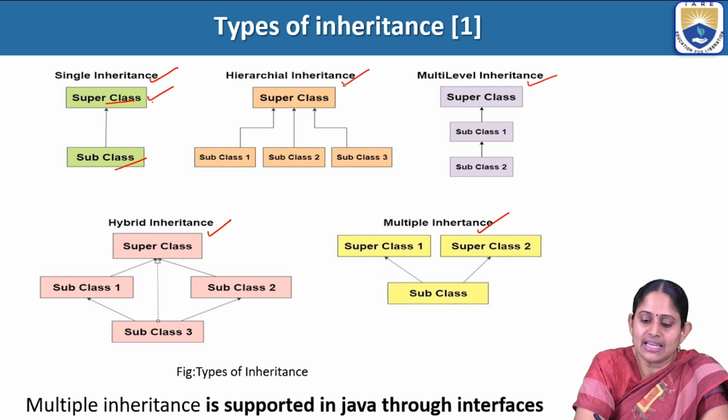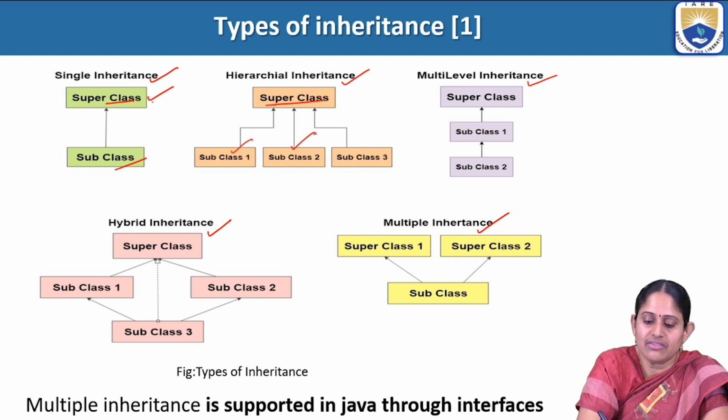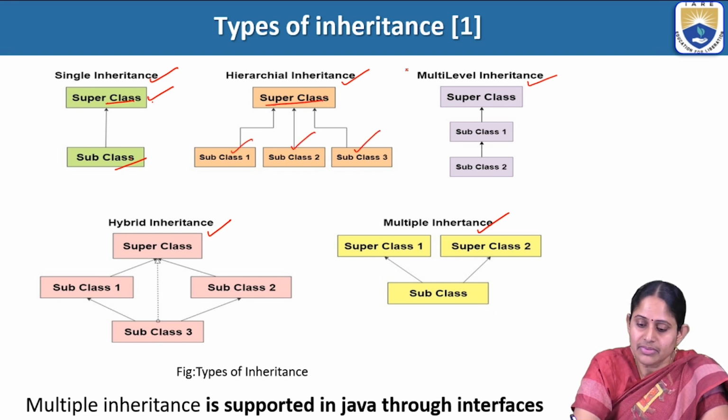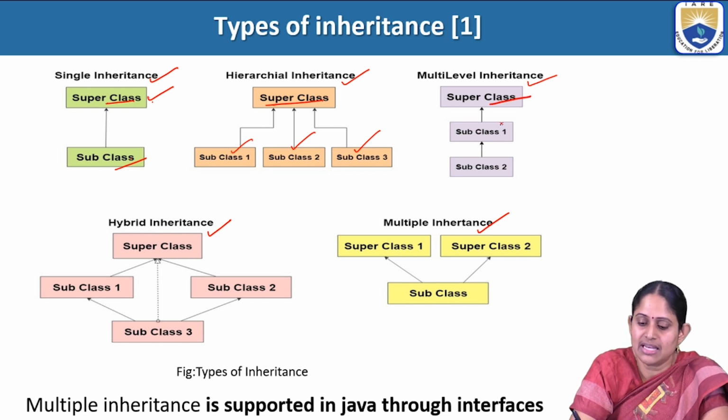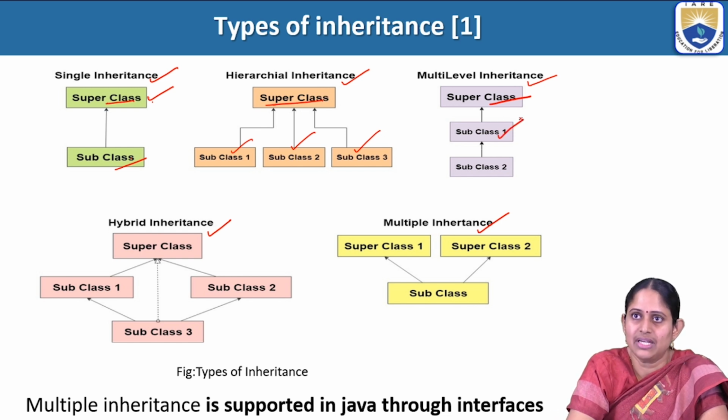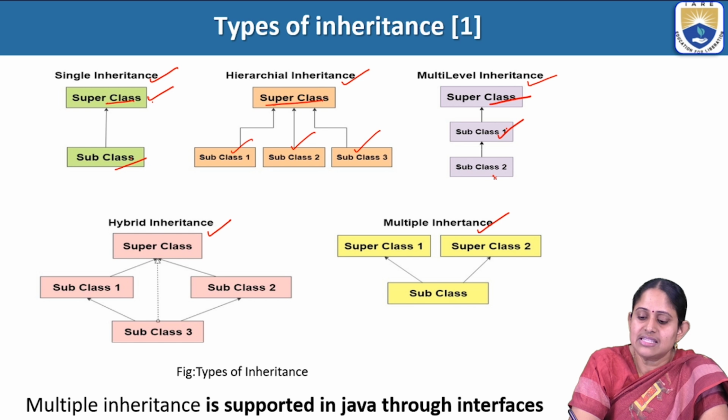Now, hierarchical inheritance has more than one class at the same level. From one superclass, we derive more than one subclass. Then in multi-level inheritance, we have subclasses at different levels. We have the topmost superclass, and from that superclass, one subclass, subclass 1, is generated, and from that subclass, subclass 2 is also generated. So subclass 2 will have the properties of the superclass as well as subclass 1.